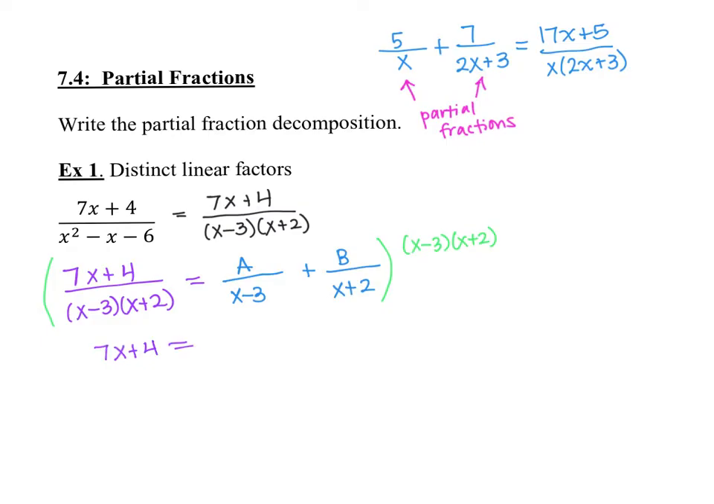Now if I multiply this fraction times x minus 3 times x plus 2, the x minus 3's will cancel, but I will still be left with A times x plus 2 because the x plus 2 did not cancel. Now I'm going to go to the next fraction. On this last fraction here, the x plus 2's cancel. I'm left with the B times x minus 3.